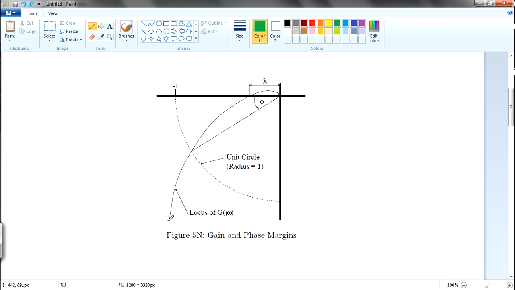Actually, no need to draw lah. Okay, this is the root locus. What the hell am I talking? So this is the root locus.